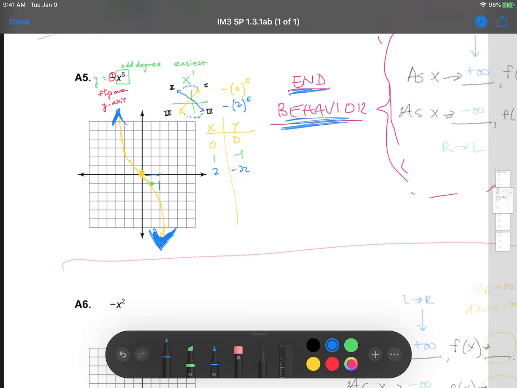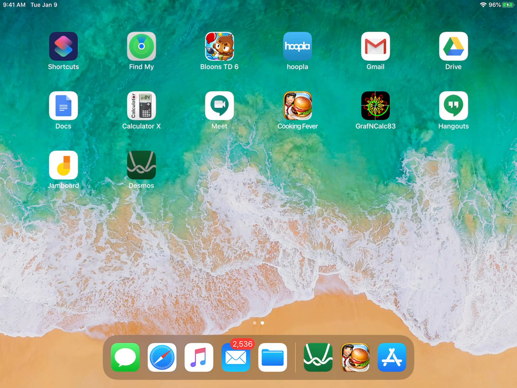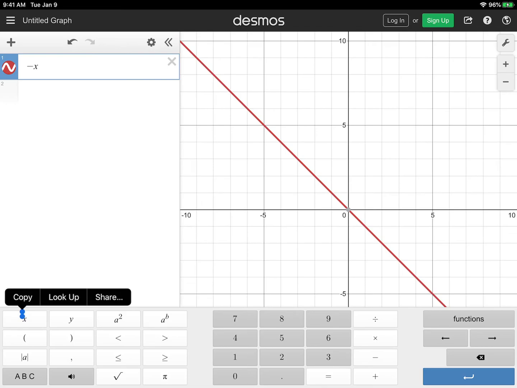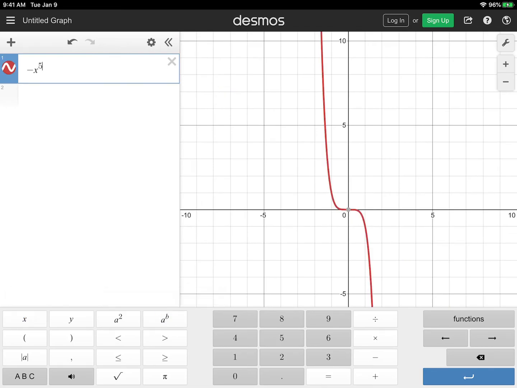Now if you get stuck on that, you can just use a graphing app. I have Desmos, and I'm going to type in the subtraction, x, and then you can press the a to the b power key, to the 5. Okay, and there you see our graph matches.